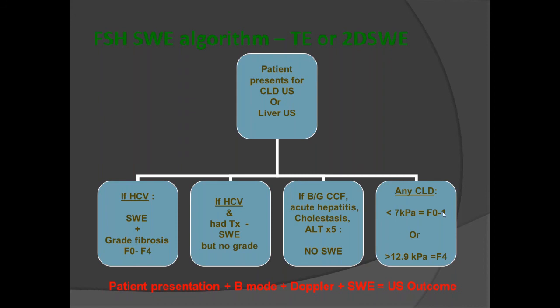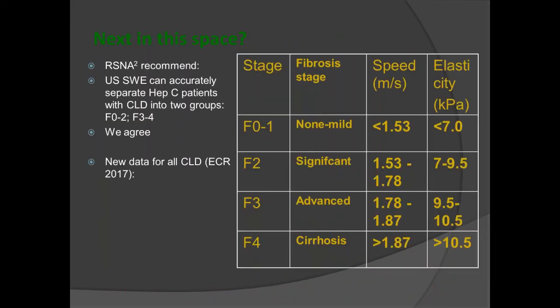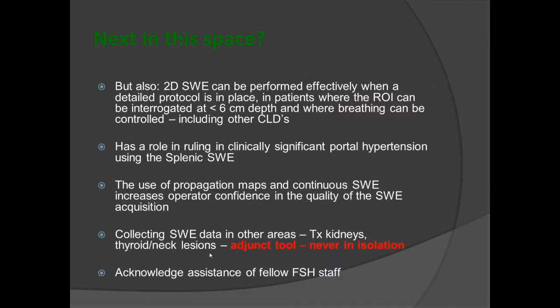But going forward, we can be quite sure that if we're using 2D shear wave with hepatitis C patients, we can decide exactly what their fibrosis score is. We are good at saying whether patients have portal hypertension, irrespective of what disease process they have. We are able to use our propagation maps and our continuous shear wave to increase our operator confidence. We can start to collect data in other areas, and we are doing this at this institution, but we always use it in conjunction with other tools.